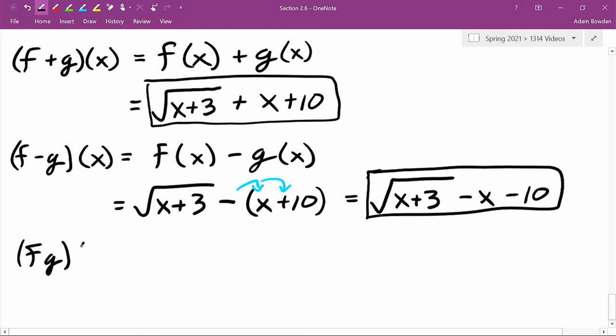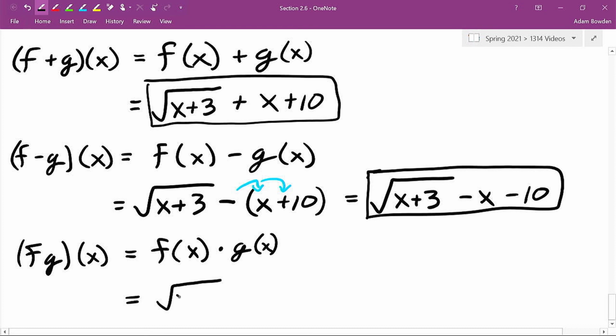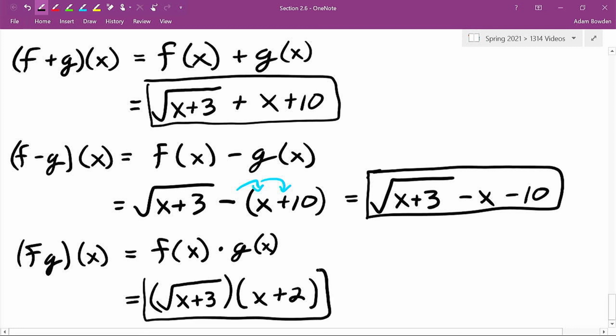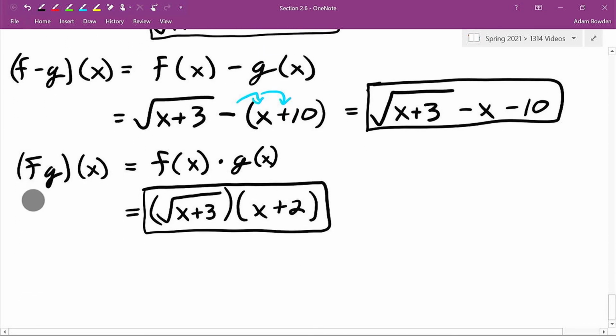Fg of x would be, when we multiply these together, f of x times g of x. With the two functions we have here, that would look like the square root of x plus 3 times the x plus 10. Now in this case, since all that stuff is in the square root with x plus 3, that's really all I can do at this point. They don't really distribute or FOIL out in any meaningful way.